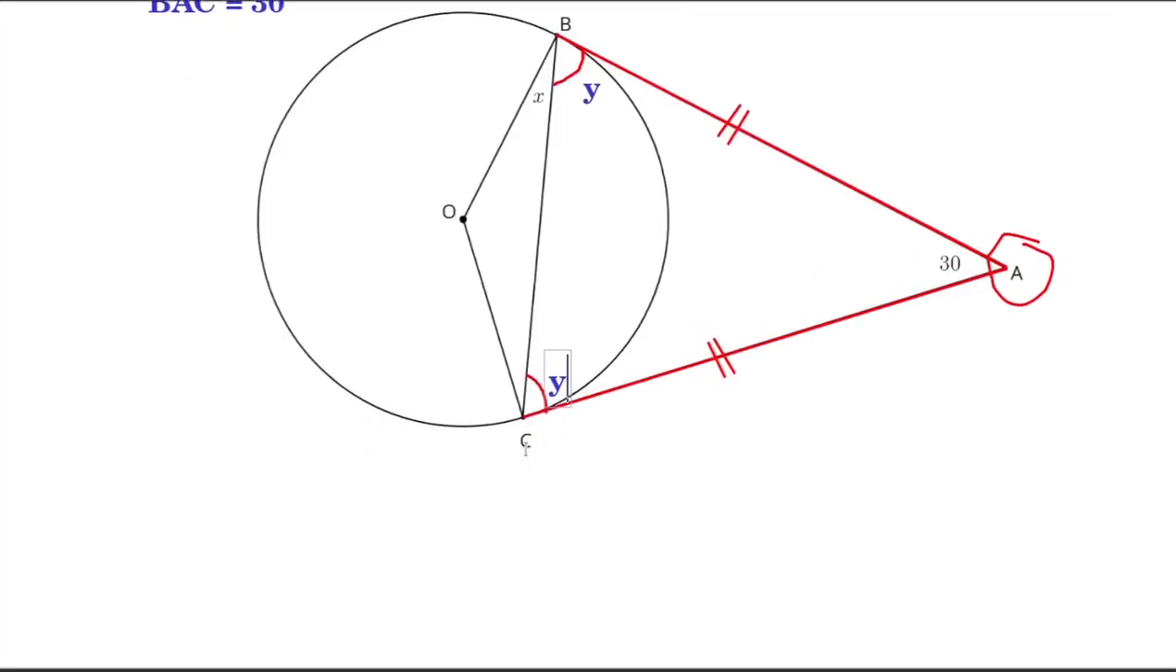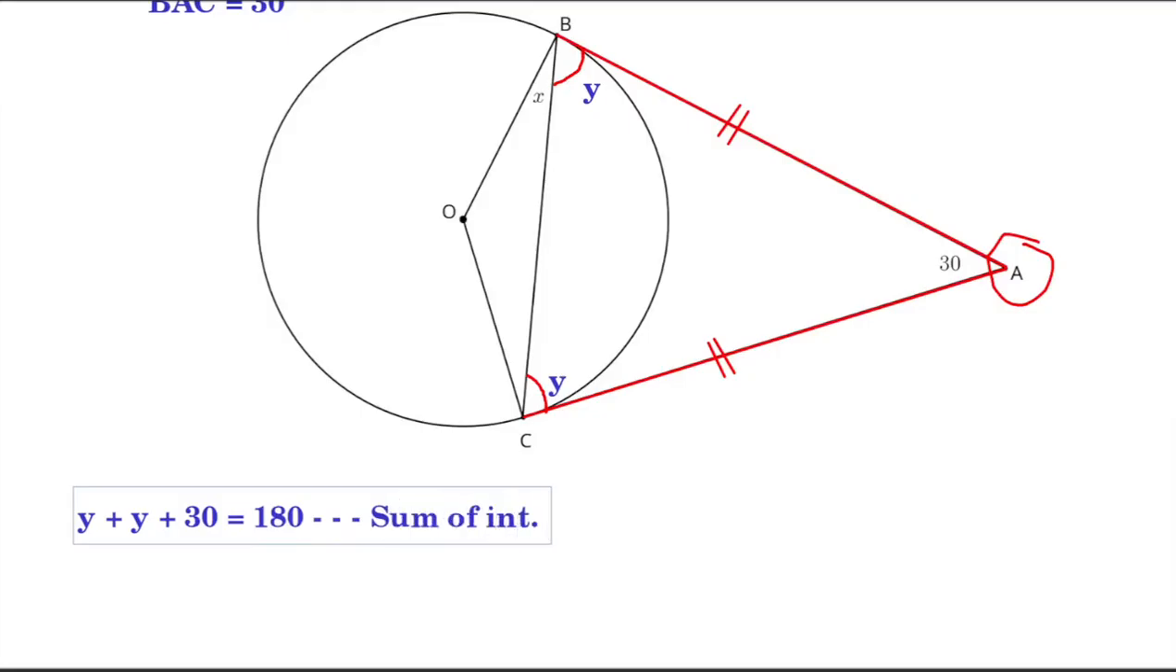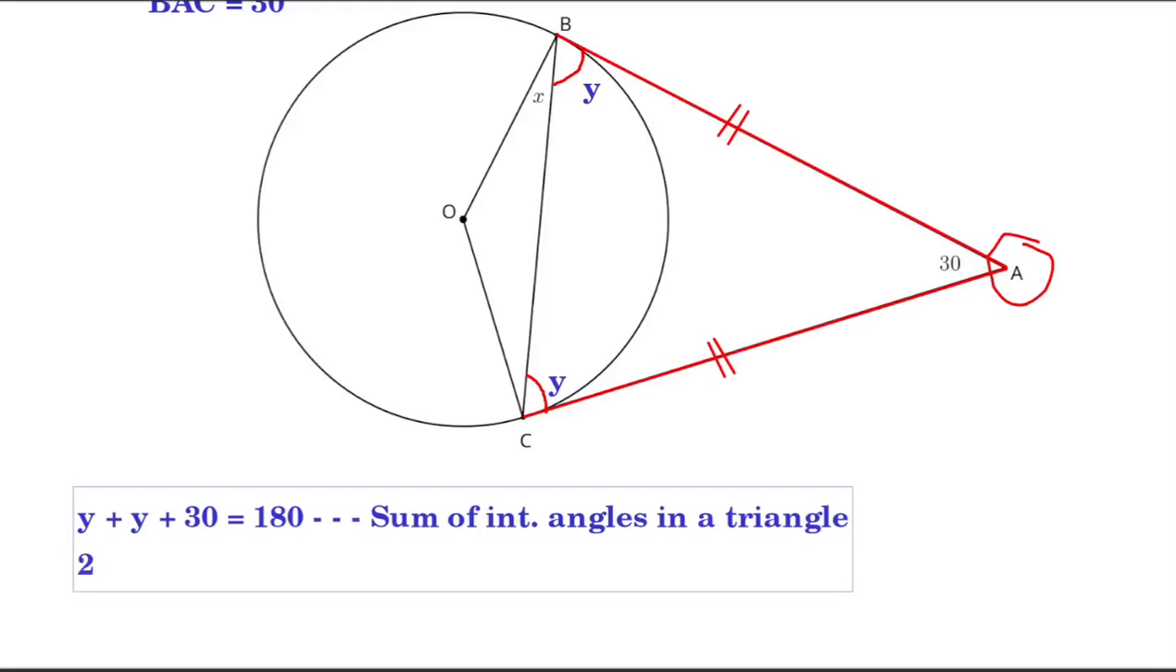Since triangle ABC is a triangle, the sum of its interior angles should be 180 degrees. So y plus y plus 30 should give me 180. What is the reason for this? Sum of the interior angles in a triangle. Now y plus y, it's 2y plus 30 is equal to 180.